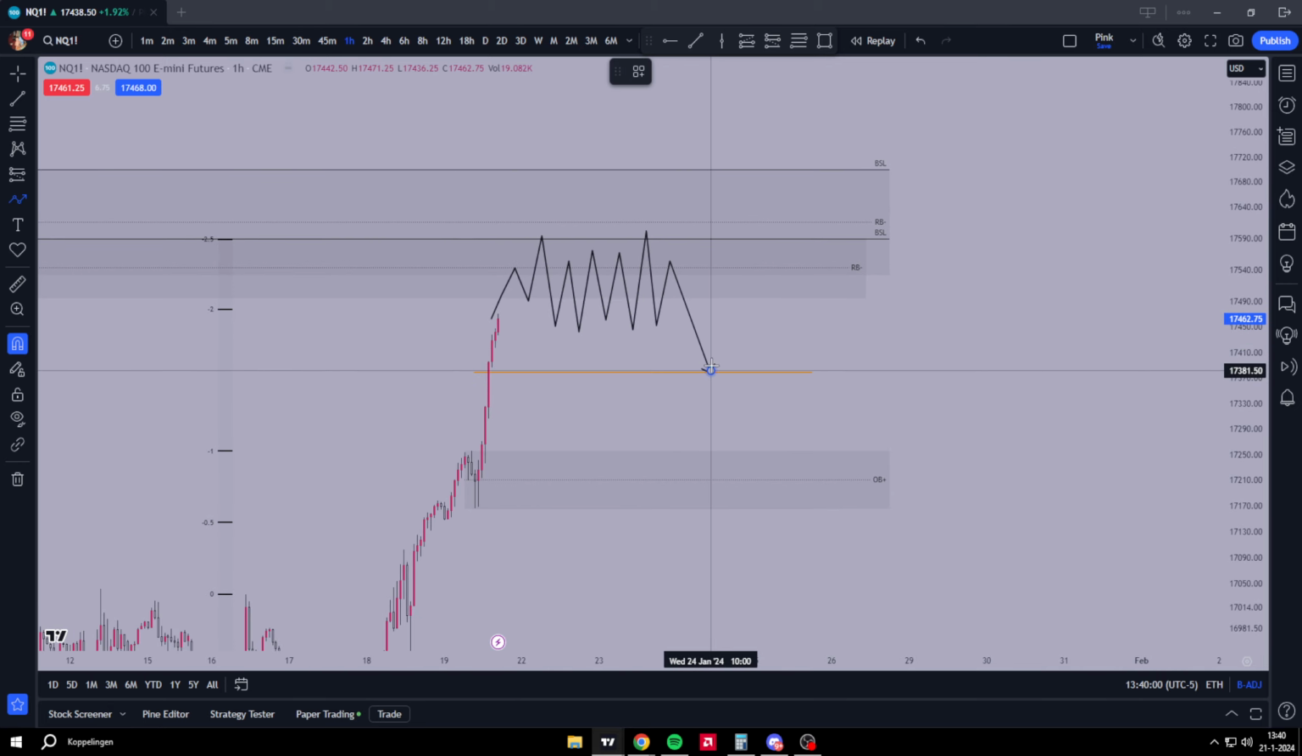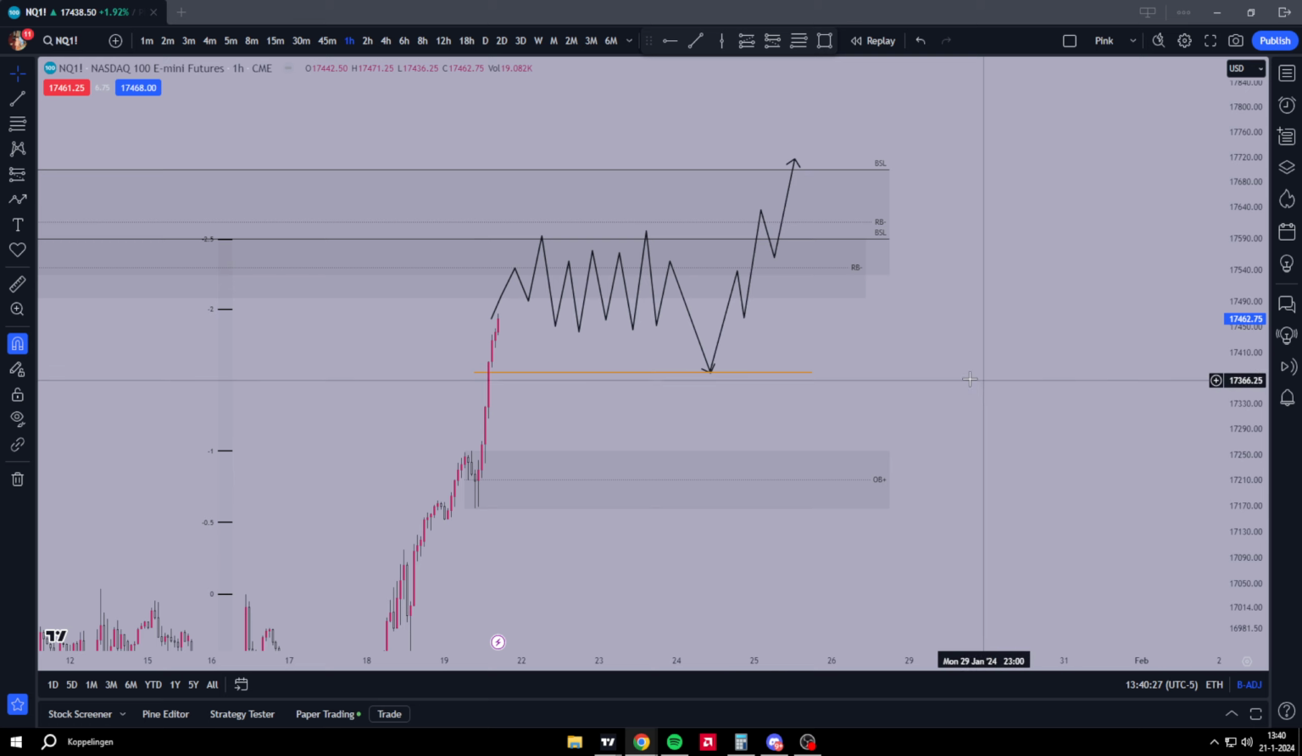And then from there we could see our distribution back to the upside, sweeping this high, tapping into the rejection block, consequent encroachment again, then seeing us go for buy side. So this is our Monday and Tuesday. This is going to be our Wednesday slash Thursday, and this is going to be our Thursday slash Friday. So yeah, that's basically it.